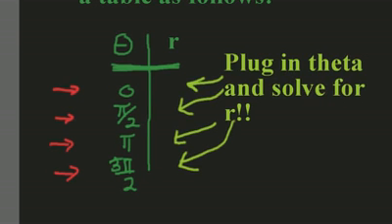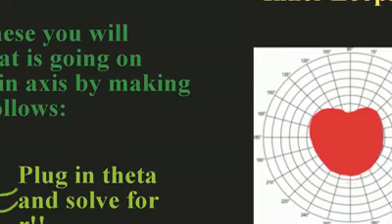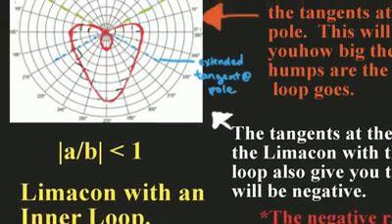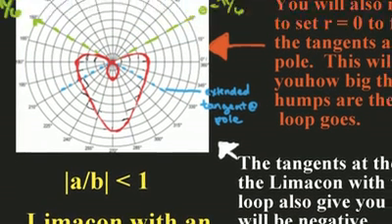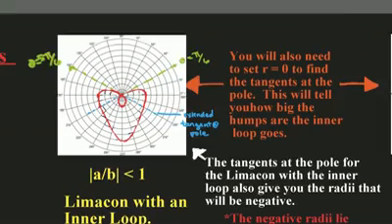Now for the top two, you will need to also set r equals 0 to find what are called the tangents at the pole. If you remember the concept video of polar graphing, the tangents at the pole give you kind of like your polar asymptotes.